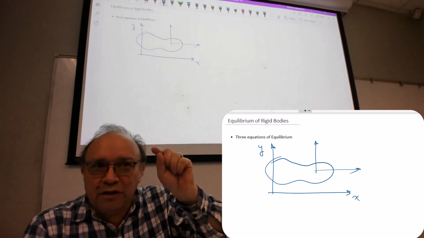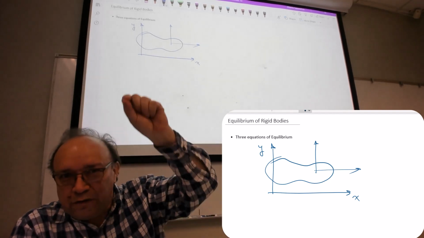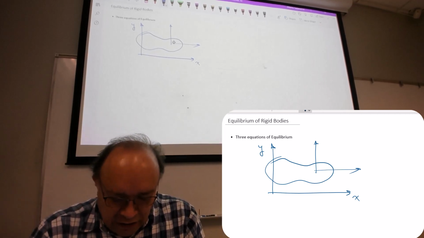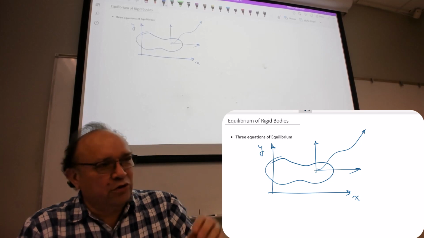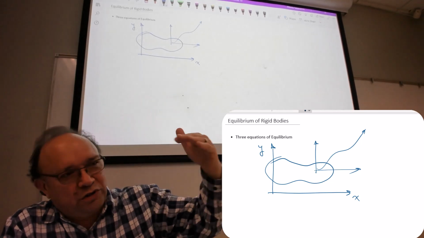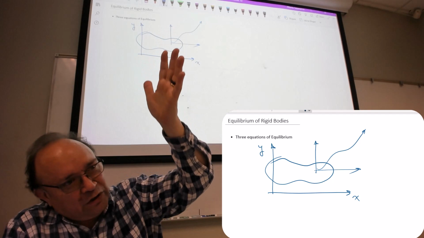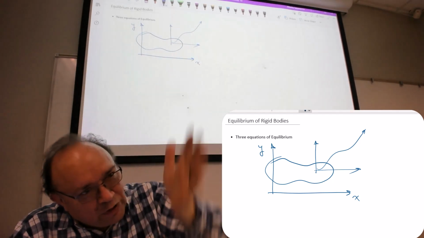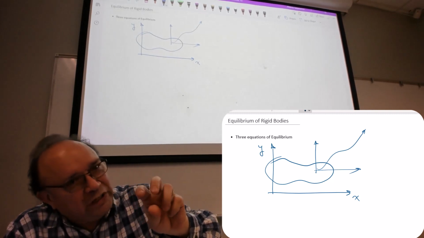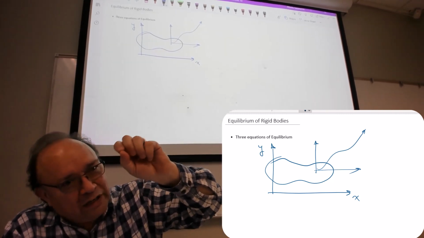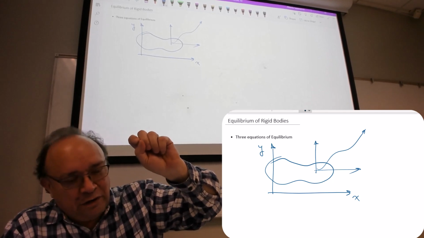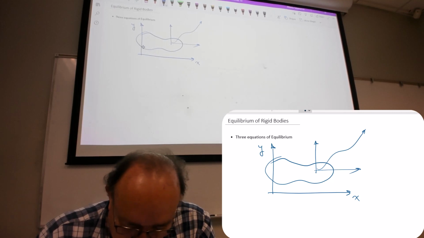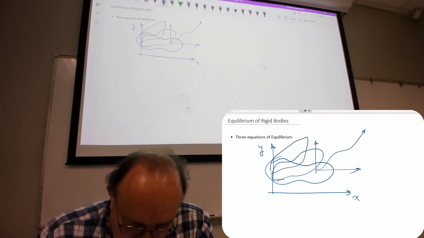When we analyze particles, we only analyze horizontal motion and vertical motion. If you analyze horizontal and vertical, you are considering any motion, because any motion can be decomposed into x motion and y motion. So if you don't have any motion in the x direction and you don't have any motion in the y direction, you are not doing any translation. And for particles, that's enough for equilibrium. But if we have a rigid body, we have to consider also rotation. This should not rotate.